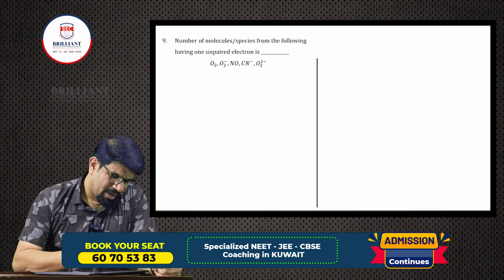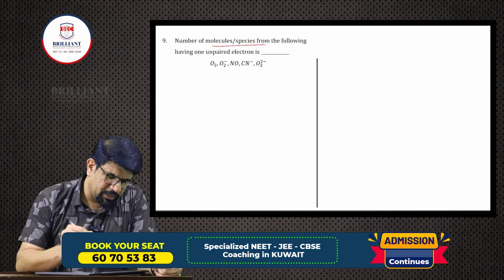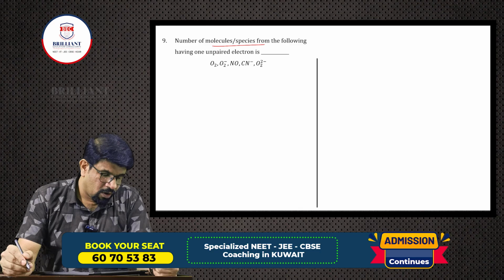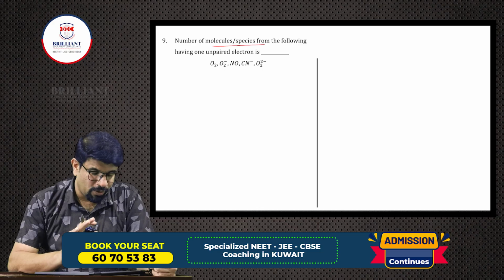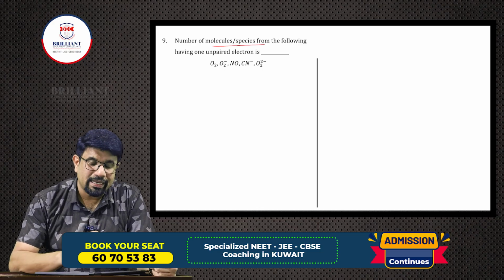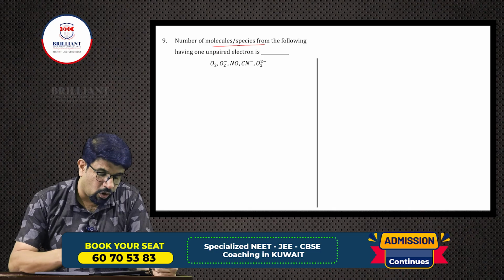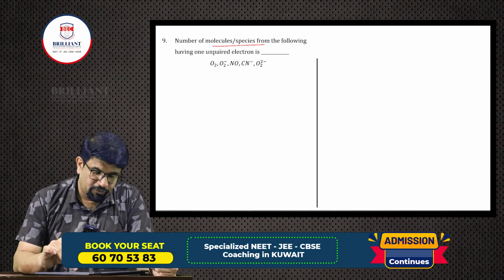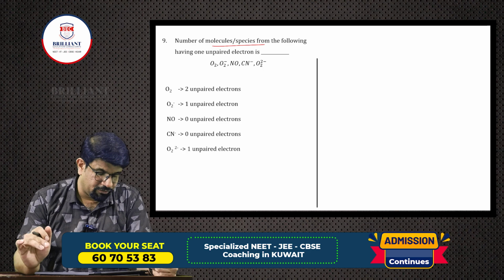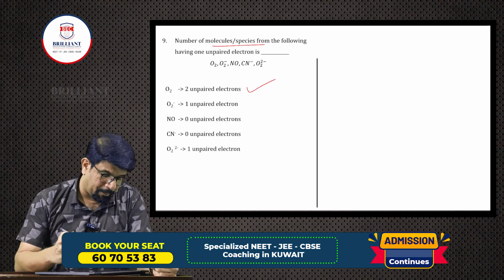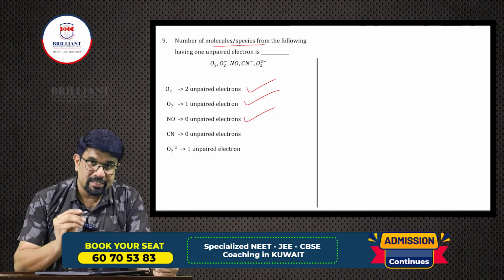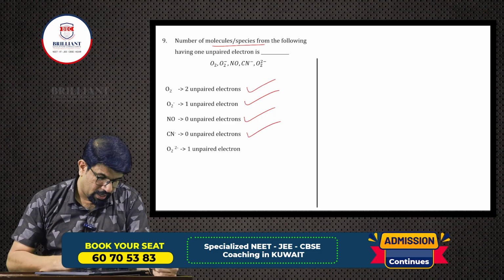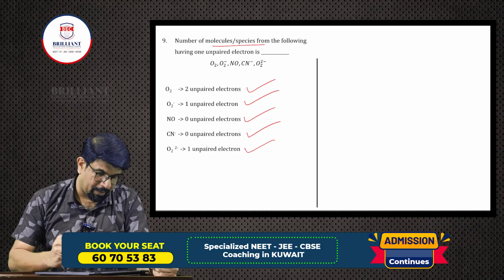Next question. Number of molecules or species from the following that have one unpaired electron is. Before that we have to understand how to write the electronic configuration of molecules. These are all diatomic molecules. If you write the electronic configuration, you can find that O2 has 2 unpaired electrons, O2 minus has 1 unpaired electron, NO has 0 unpaired electrons, CN minus has 0 unpaired electrons, and O2 2 minus has 1 unpaired electron.